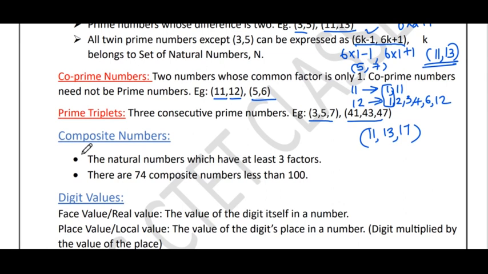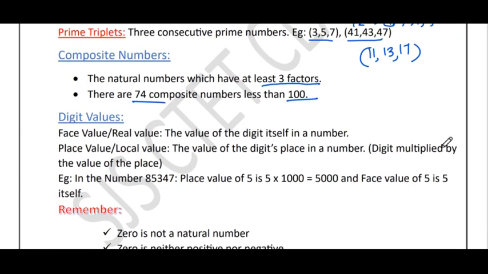Yes. So now we'll come to composite numbers. What do you mean by composite number, everyone? Natural numbers which have at least 3 factors. Numbers with exactly 2 factors, we call prime numbers. With at least 3 factors, we have composite numbers. And how many composite numbers are there less than 100? 74 composite numbers are there less than 100.